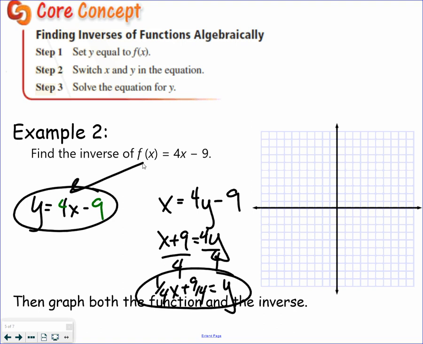So -9 with a slope of 4. 2, 3, 4 over 1. So there is the original line. The inverse now: y-intercept at 2.25 with a slope of 1/4, up 1 over 4, up 1 over 4. So there's the inverse graph. So again, just recapping what I did, I took the original line, I switched x and y, then solved it for y and graphed both.